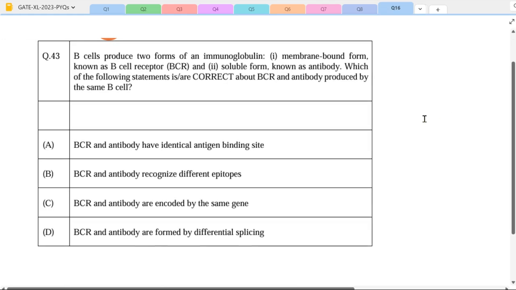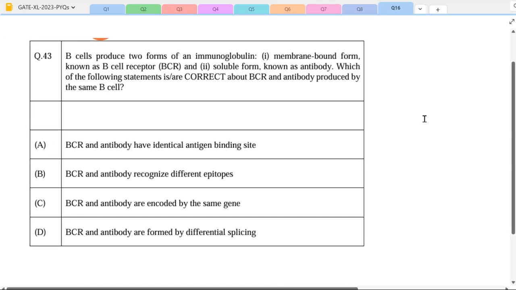B cells produce two forms of immunoglobulin: one, the membrane-bound form known as the B cell receptor, and two, the soluble form known as the antibody. Which of the following statements is or are correct about BCR and antibody produced by the same B cell? Here, first of all, you should know how antibodies are produced and basically the arrangement of the genes involved in producing these.